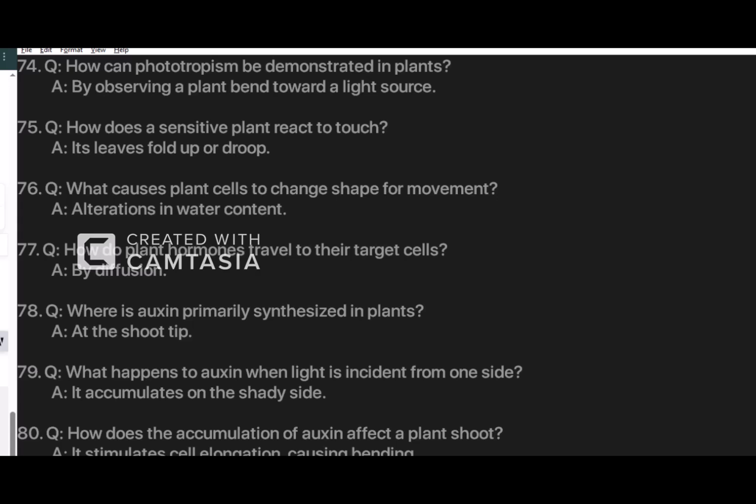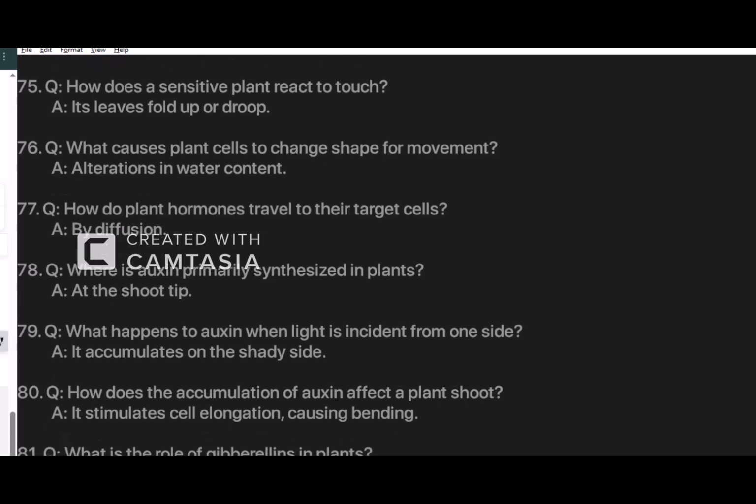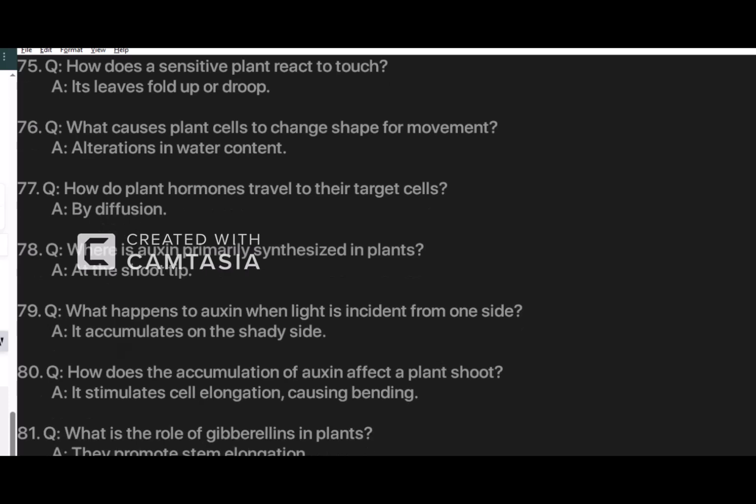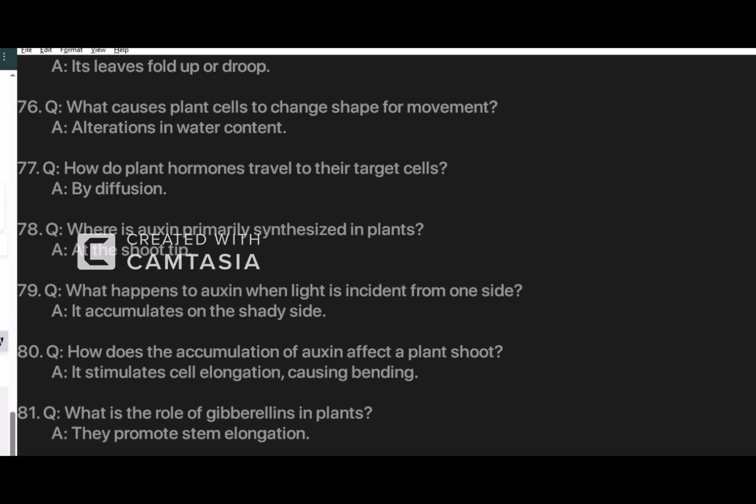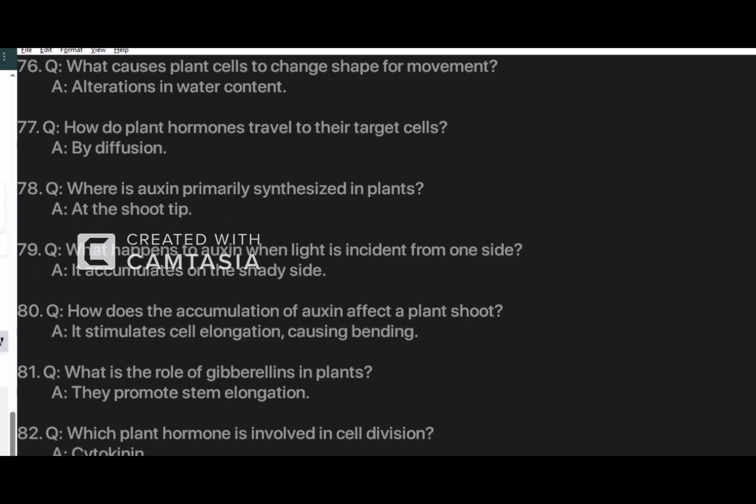80. Q. How does the accumulation of auxin affect a plant shoot? A. It stimulates cell elongation, causing bending. 81. Q. What is the role of gibberellins in plants? A. They promote stem elongation.